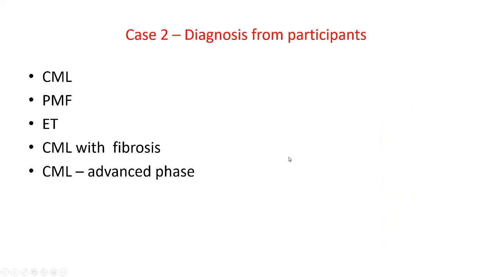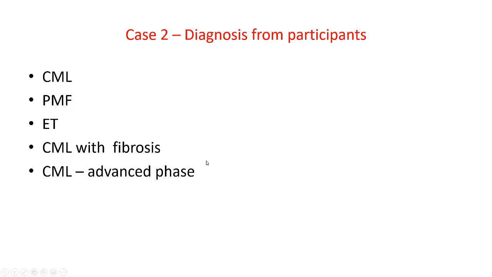So the diagnosis which I have received from you are CML. I think the majority of you have given the diagnosis of CML. And then PMF, primary myelofibrosis. Again, a good number of you have given PMF. Some have given ET, thinking probably of essential thrombocythemia. And many of you have written CML with fibrosis. That is what it is. This is a case of CML with extensive fibrosis.